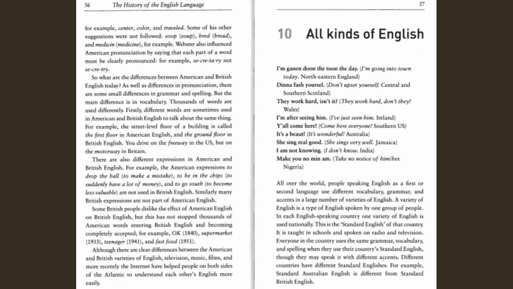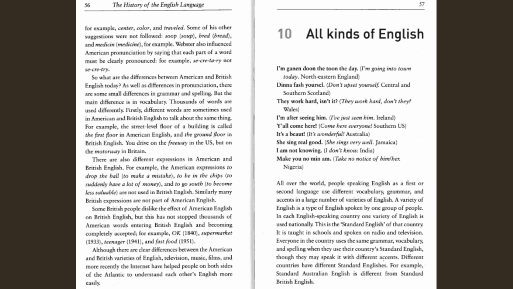Nigeria. All over the world, people speaking English as a first or second language use different vocabulary, grammar and accents in a large number of varieties of English. A variety of English is a type of English spoken by one group of people. In each English-speaking country, one variety of English is used nationally. This is the standard English of that country. It is taught in schools and spoken on radio and television.